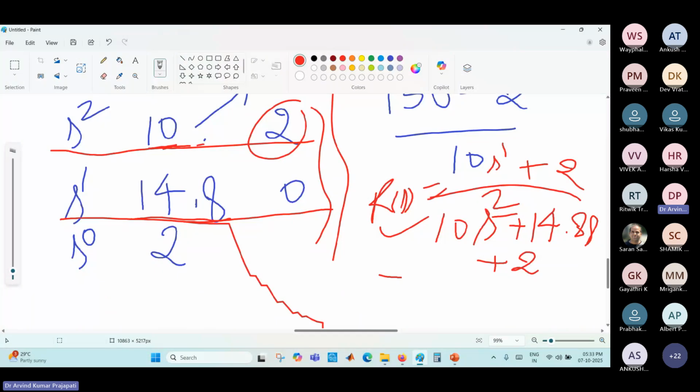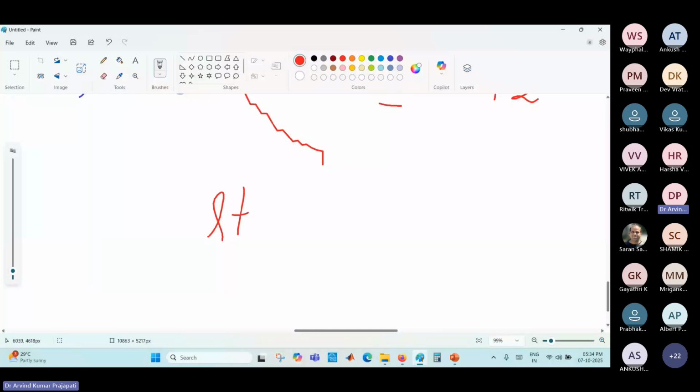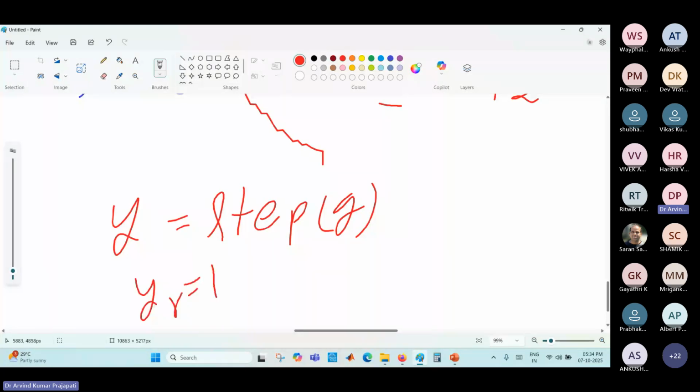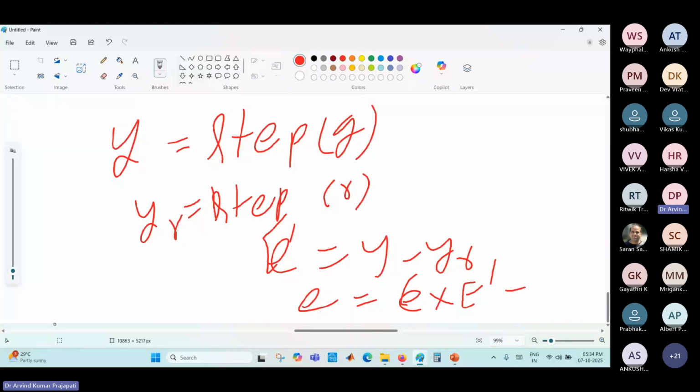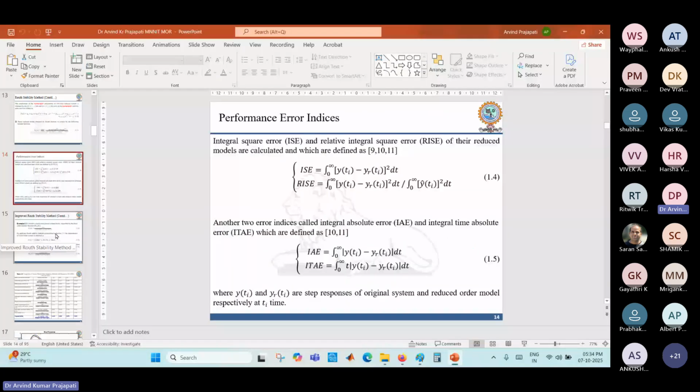Now you can calculate the error. How can we calculate the error? We calculate the step response of the original system for a particular time duration, y(t), and then yr, the step response of the reduced system. Then the error is e equal to y minus yr, and the integral square error is nothing but e times e transpose, where e is capital E. Similarly, you can also calculate the relative integral square error, integral absolute error, and integral time absolute error using these formulas.